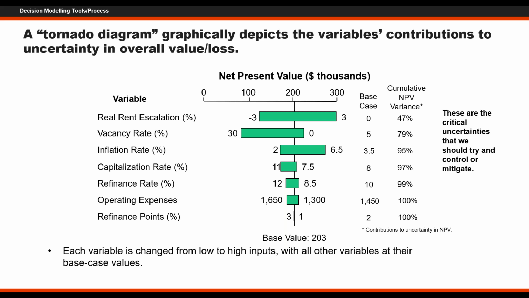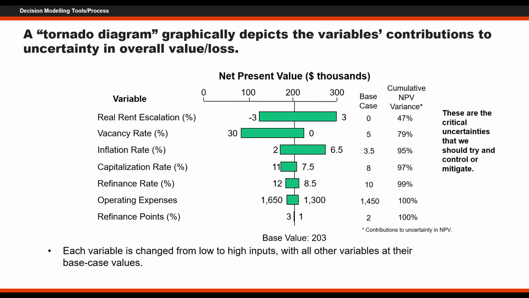The interesting thing about this, without getting into the maths behind it, is that you see that column on the right where we talk about the cumulative investment value, or NPV variance. It turns out that the way this works mathematically is that, if you've assessed 10, 50, 90 values, more or less, then about 47% of the total variance or uncertainty in your net present value is explained by just the uncertainty in the rent escalation. If you add another variable, you explain about 79% of the total uncertainty around the NPV.